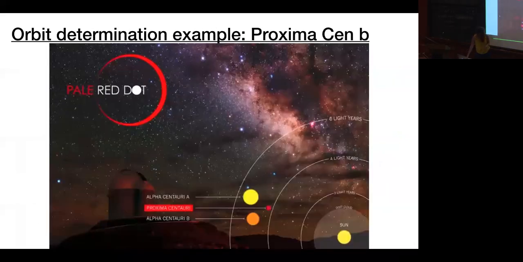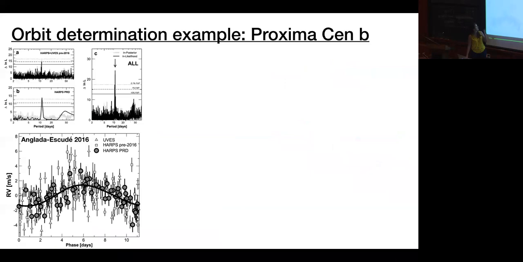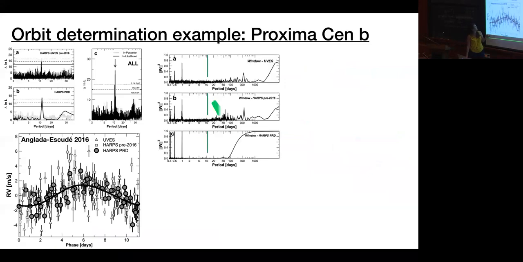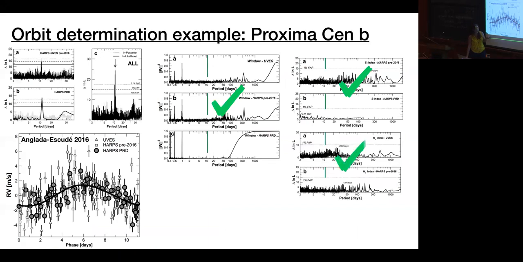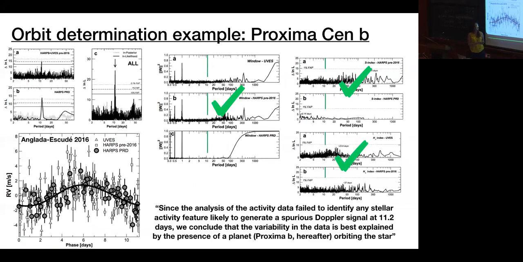Okay, really fast. The other example of this is Proxima Cen b. This was a planet where they found the signal, and then to convince everyone that it was real, they looked at all the window functions and said, this is where our planet signal is. This is where the window functions lie. So there's nothing overlapping there. These are the S indices. There's nothing there. These are the H-alpha points. There's nothing there. And so since we analyzed the window function and the activity and the aliasing as well and didn't see anything overlapping, this is best explained by the presence of a planet.